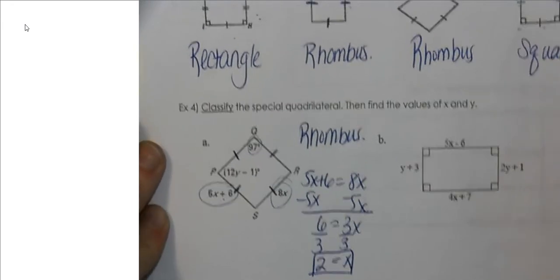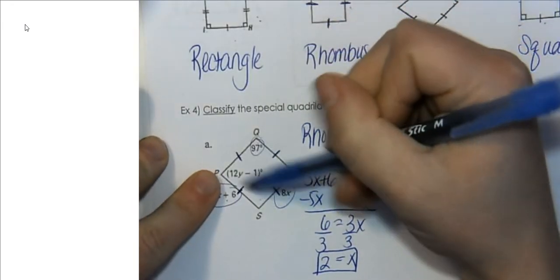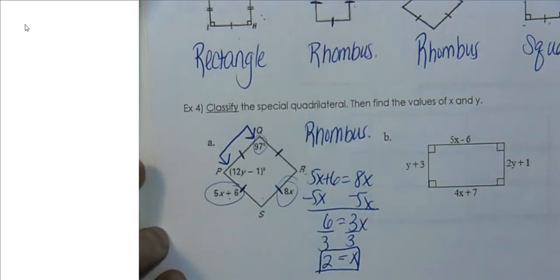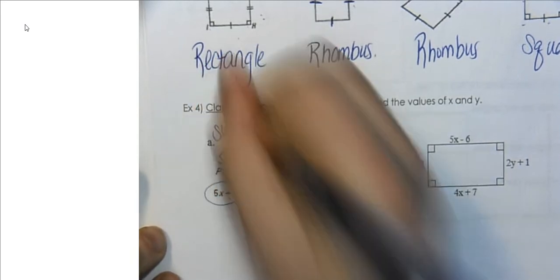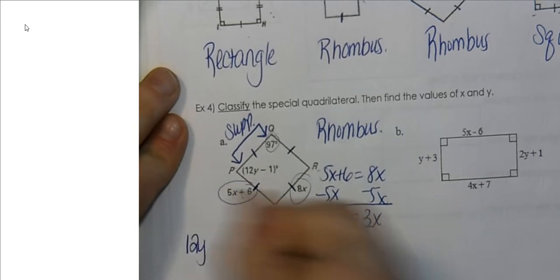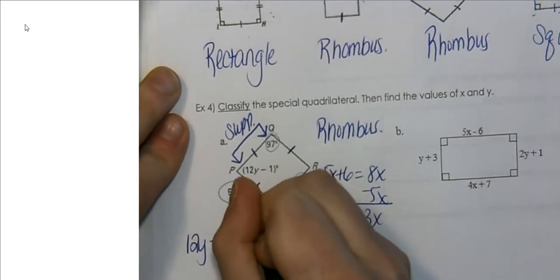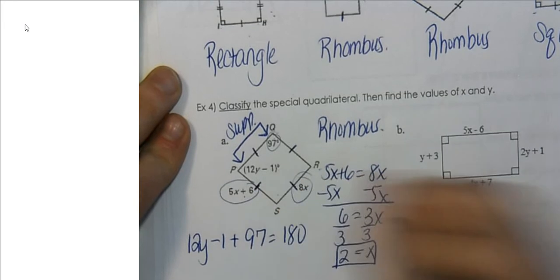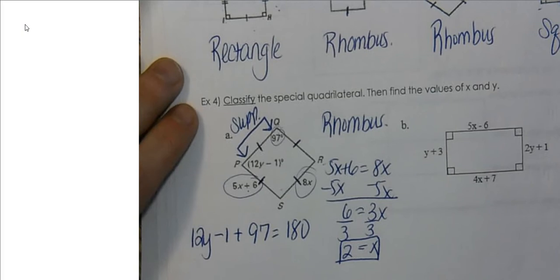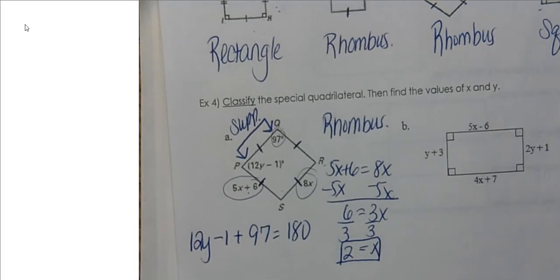Next, I know opposite angles are congruent, but the angles that touch each other, like P and Q, are consecutive interior angles and they are supplementary. So I'm going to add 12y minus 1 and 97 together, and I'm going to set it equal to 180 degrees because these angles are consecutive interior. Please be careful. A lot of kids will get this one incorrect because they'll set the angles equal to each other because there are so many opportunities where we set pieces equal to each other, but you have to be really, really careful and remember what you're talking about.